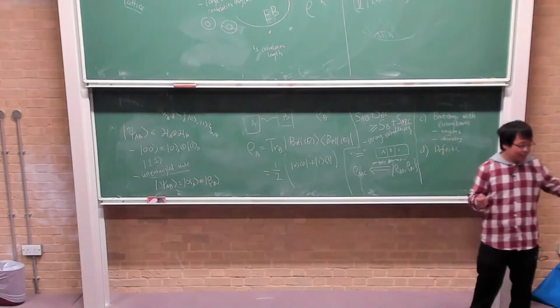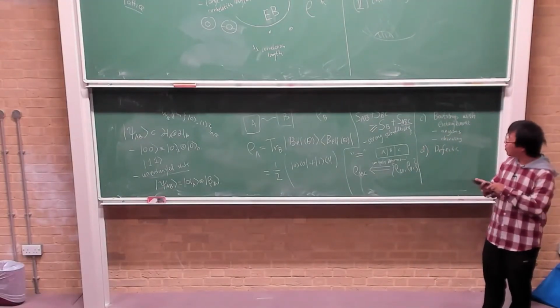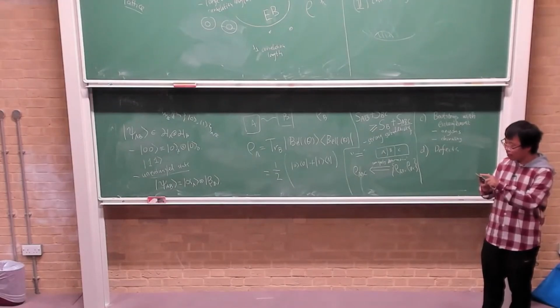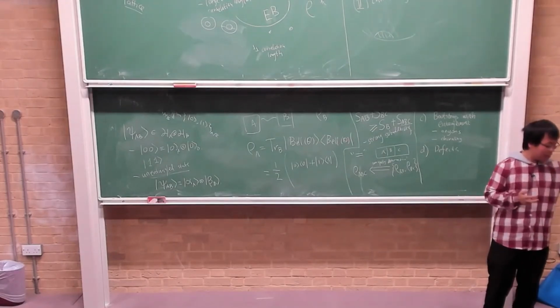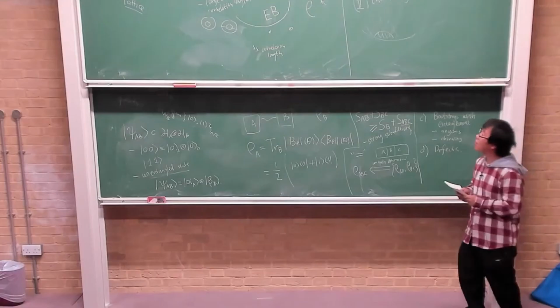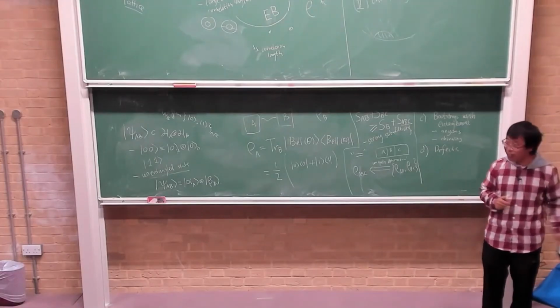Okay, I think that's all I want to cover about quantum information background. Now we can go back to many-body physics. Any questions?